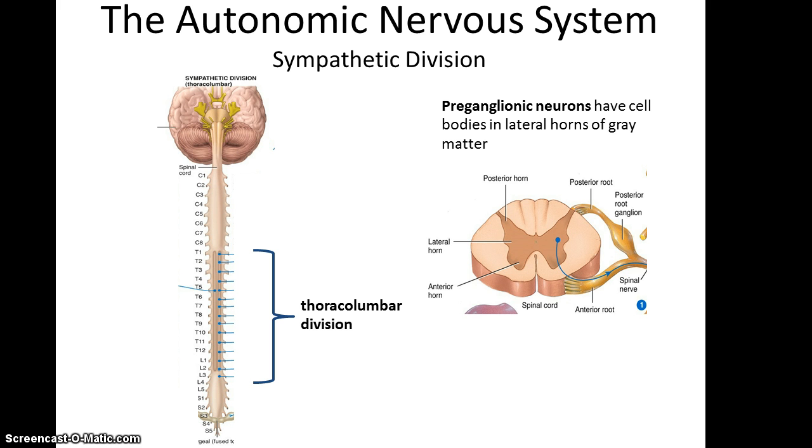So, let's start by focusing on the sympathetic division. Now, to start with, the sympathetic division is also often known as the thoracolumbar division because when it leaves the spinal cord, it leaves through the thoracic and part of the lumbar portion of the spinal cord. And initially, you have the preganglionic neurons that are leaving the spinal cord. They're coming from the lateral gray horn and going out the anterior root.